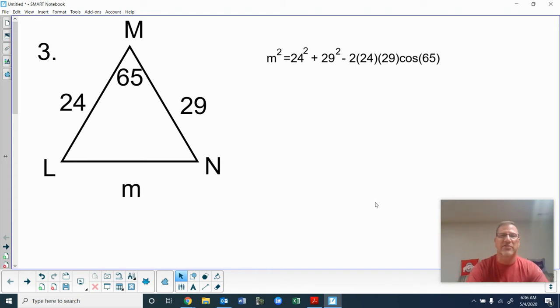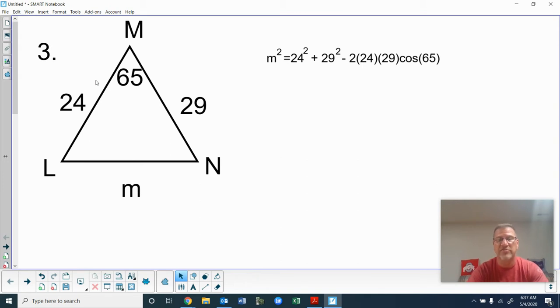So let's get started. This is number 3 from the practice B. We have a side angle side situation here. We have side angle side again. That angle is between the two sides that you're given. So we have to use the law of cosines to find side M. That's the only thing we can find right now.